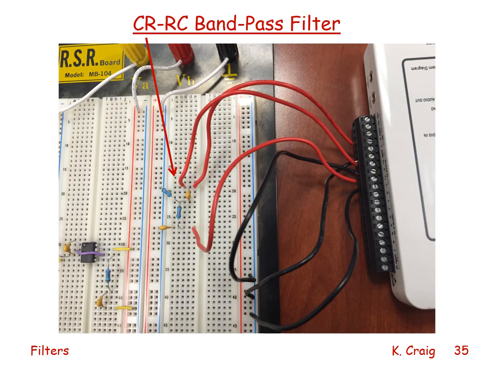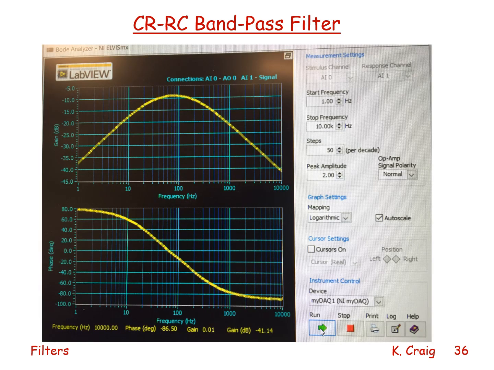Here I've breadboarded a bandpass filter, a CR RC bandpass filter, and connected it to my MyDAQ to determine experimentally the Bode plot. Here is that Bode plot. We see this is a bandpass filter. Here's my high-pass filter. Here's my low-pass filter. And in the middle, I have a bandpass filter.